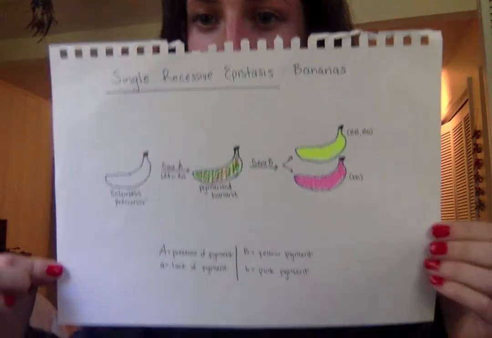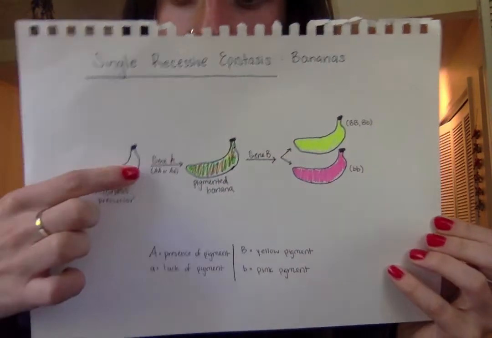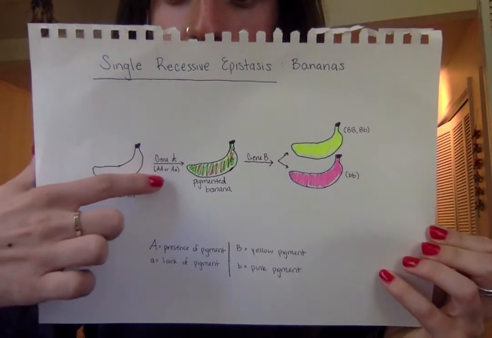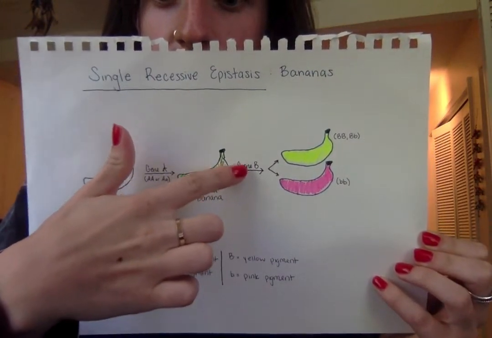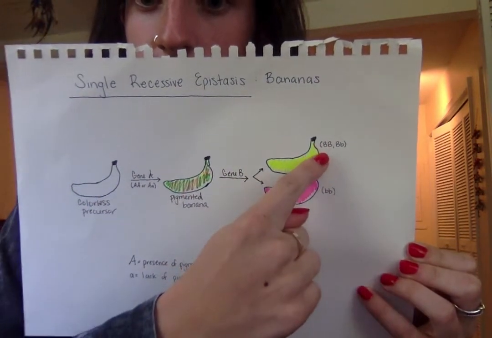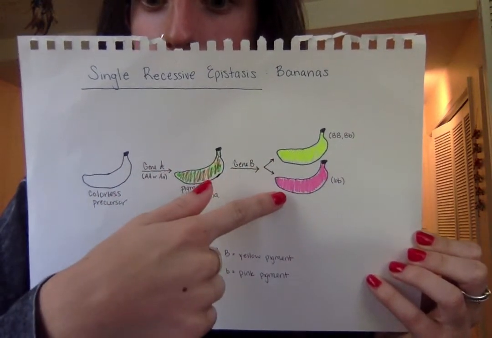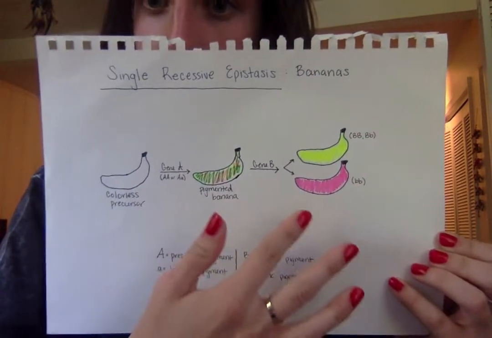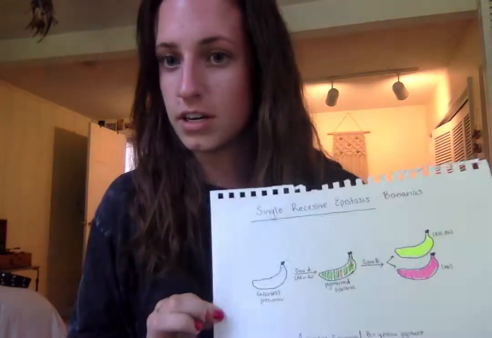So in bananas with single recessive epistasis, we have a colorless precursor and then gene A, which will have two big A's, or we'll have a heterozygous, because that'll be our pigmentation gene, which we have stated down here. And then with gene B, if you have a dominant B allele, it's going to be yellow, and if it's recessive, it'll be pink. So these all ended up having pigment, but we're going to look at another example here to further understand single recessive epistasis.